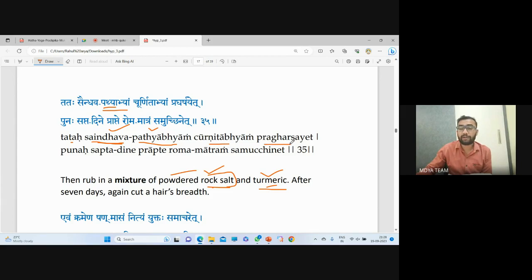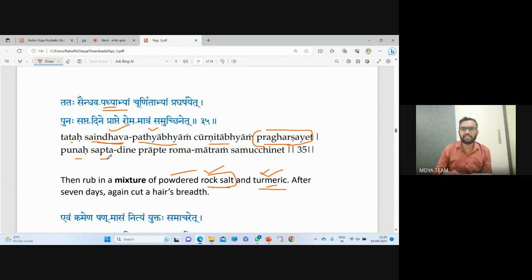चूर्णिताभ्यां प्रघर्षयेत्, घर्षण करना. We have to give a massage to our tongue with the help of rock salt and turmeric. Continue regularly. You have to repeat it for 7 days. Punah 7 days continue. You will do that Chalan and Dohan, meaning tongue exercise and that milky exercise. You will repeat it, continue till 7 days.